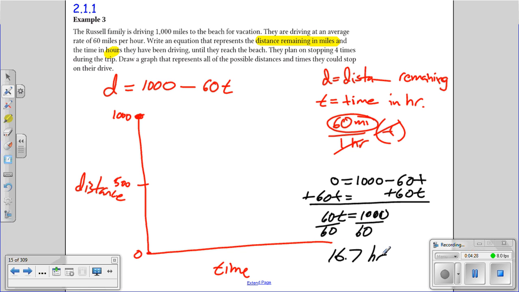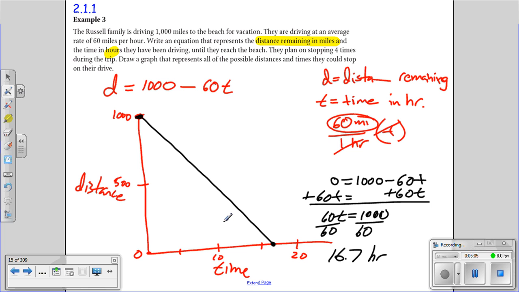So in time here, let's do like 10 hours, and then 20 hours, and then 15 and 5. At 16.7, so right about here-ish, we get to our destination. There's where we start. So the equation is really a linear process from here to here. Now notice, we don't put arrows on this graph because it doesn't continue. Once you hit your destination, you're done. And you start at 1,000 miles. So we don't add to the line. This is like a line segment that starts and stops, and that is the whole part of the graph.